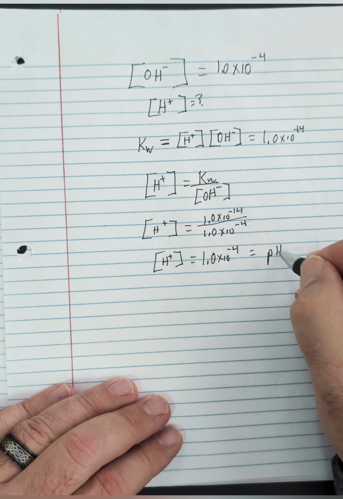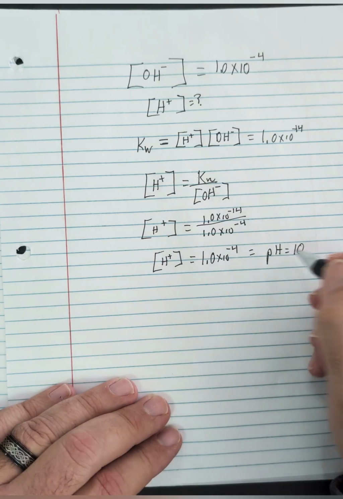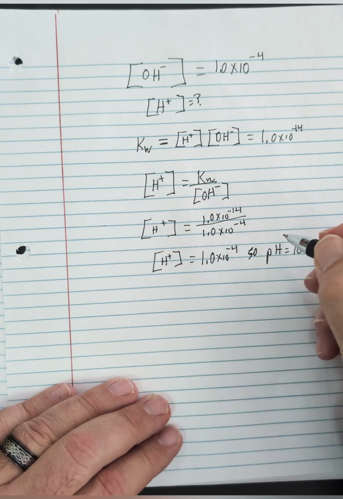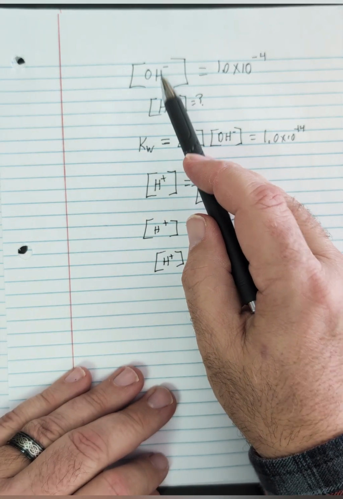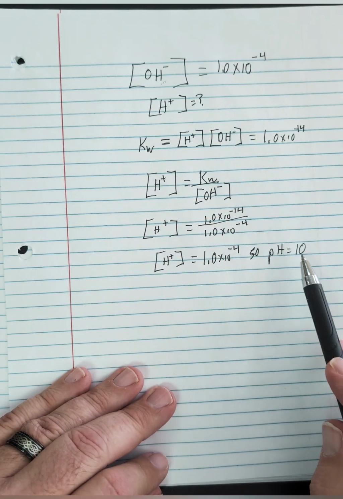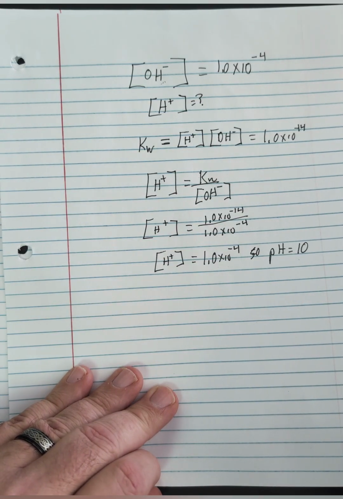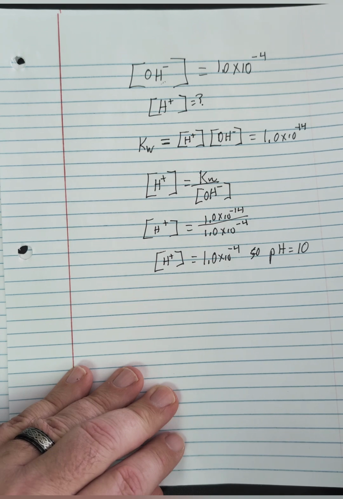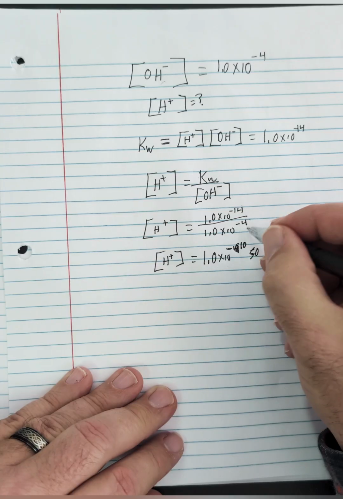So then the pH would be 10. All right, so that's how you can go from the concentration of one substance in the water to the concentration of the other substance, and thus the pH. I wrote this wrong. This should be 10 to the negative 10, because I subtracted.